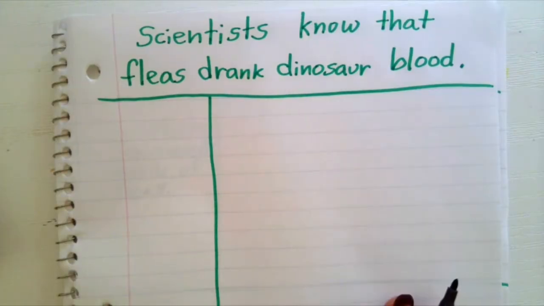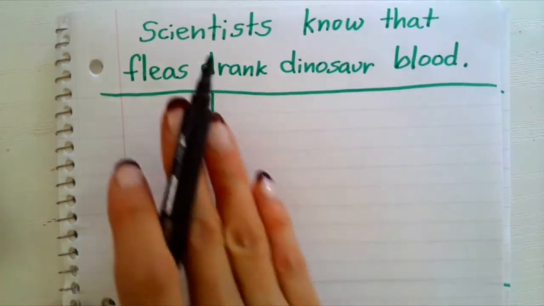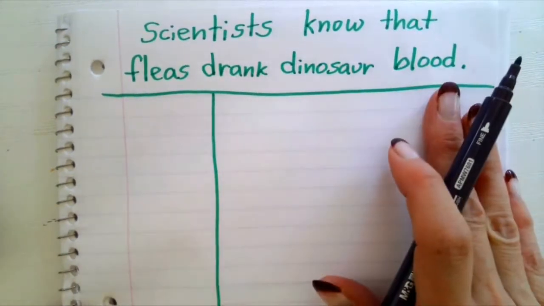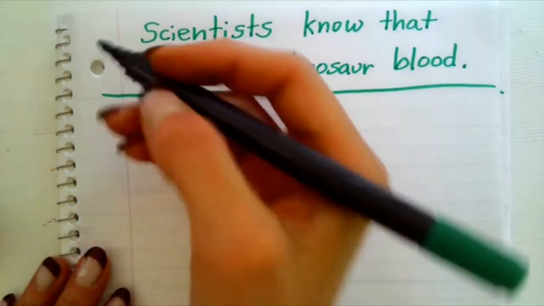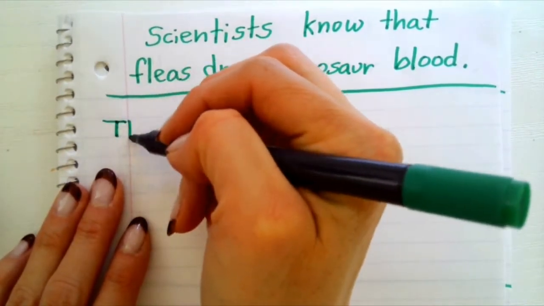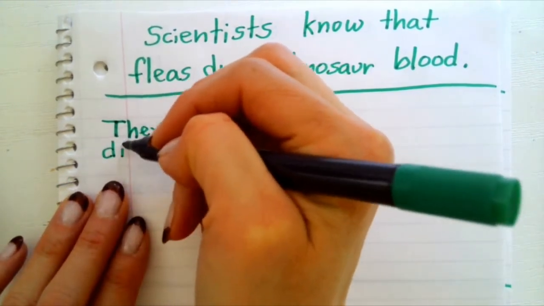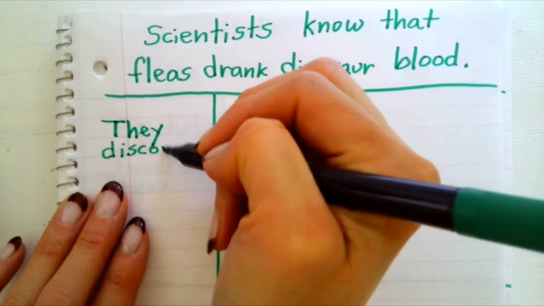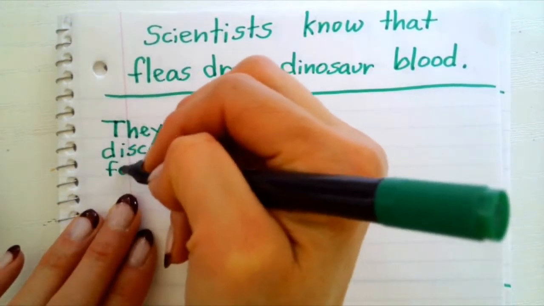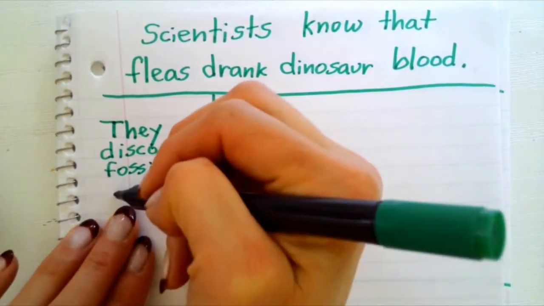So the two kinds of information we found, the two key details we found, explaining how scientists know that fleas drank dinosaur blood, is that first, they discovered fossils. Let's write that here. They discovered fossils of fleas.